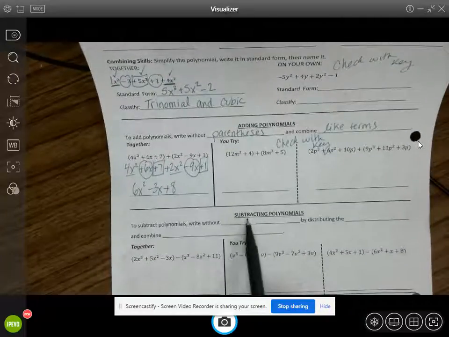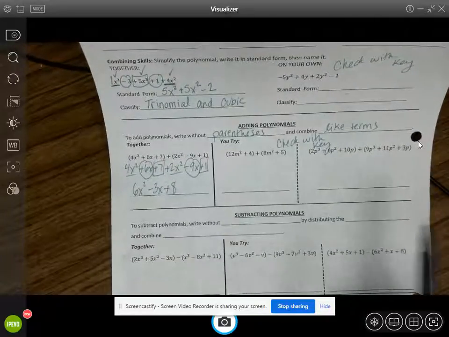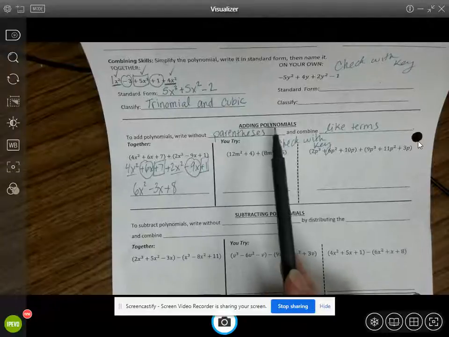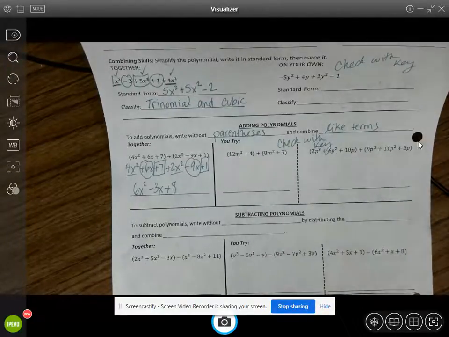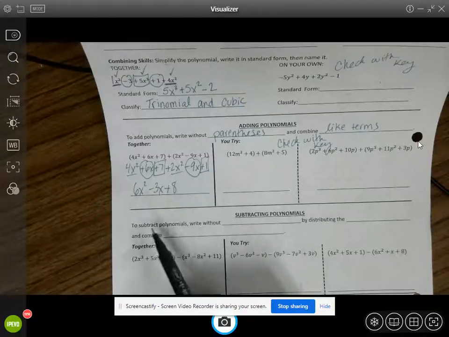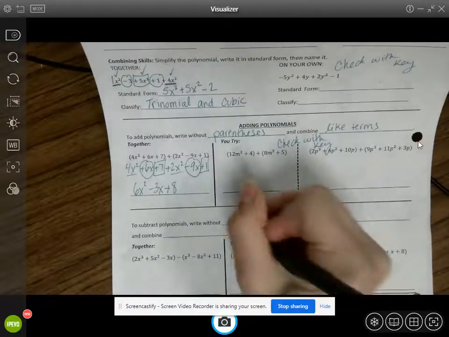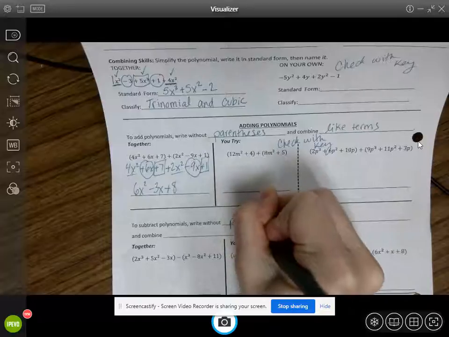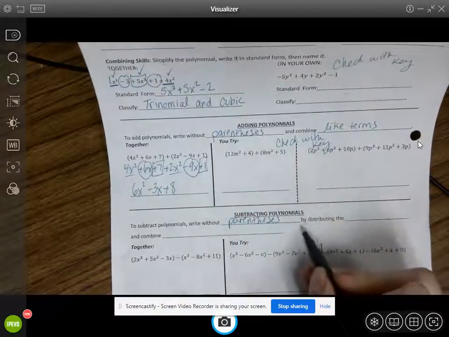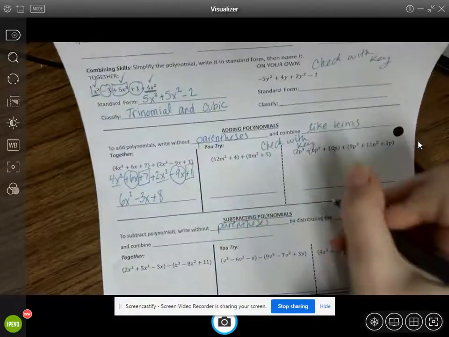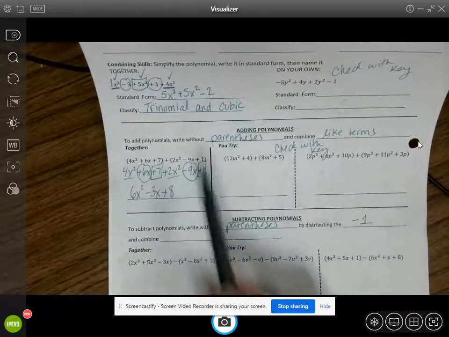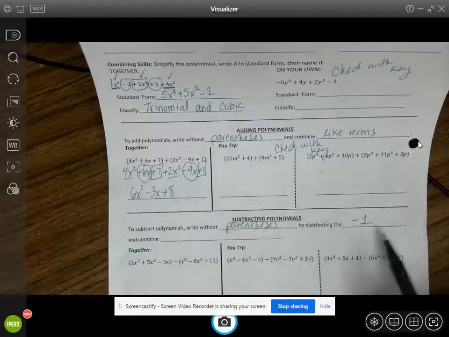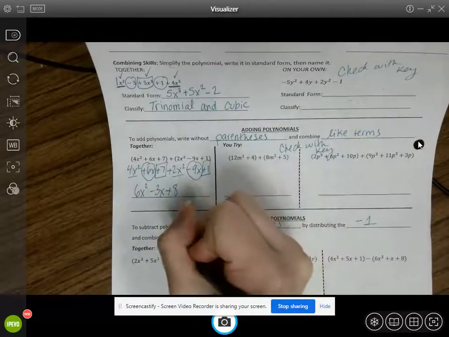So now we're going to talk about how to subtract polynomials. Subtracting is going to be slightly different than adding. Where adding, you just got to drop your parentheses and combine like terms. When we subtract, we're going to write them without parentheses by distributing the -1. So you can't just drop them like we did before. Here there's a -1 to distribute, and we'll show you in the example. And then combine like terms.